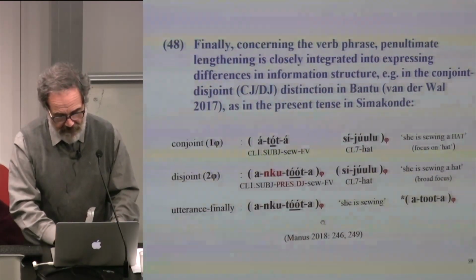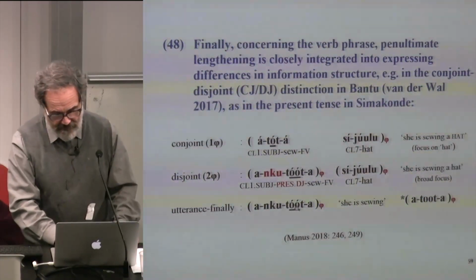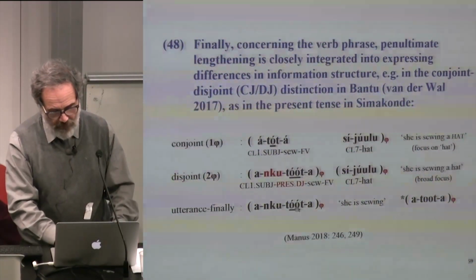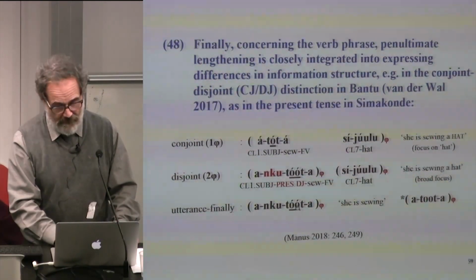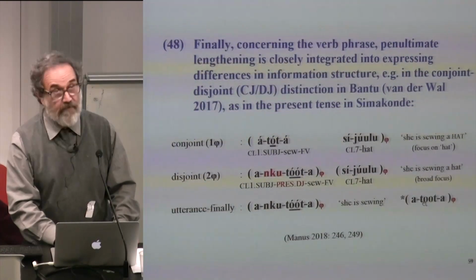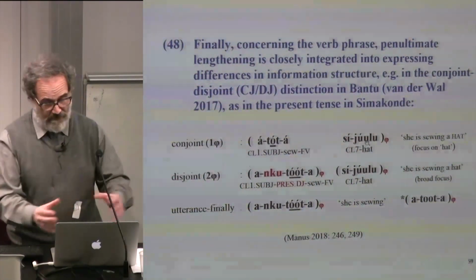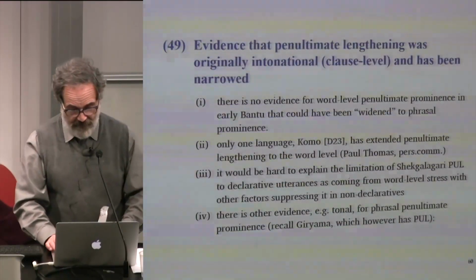Finally, the disjoint is the only one you can get utterance-finally in a main clause. And you can see here, she is sewing. You have to have the nku, and you get the long vowel because it's the end of a phonological phrase. But you can't use the conjoint form. It has to be followed by something. It has to be phrasing with something. Okay? So that's the verb very briefly.